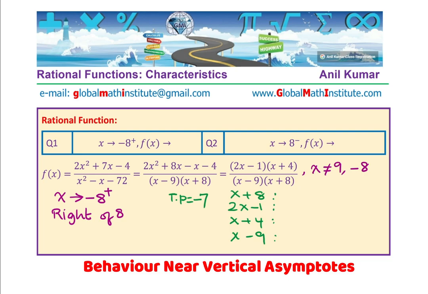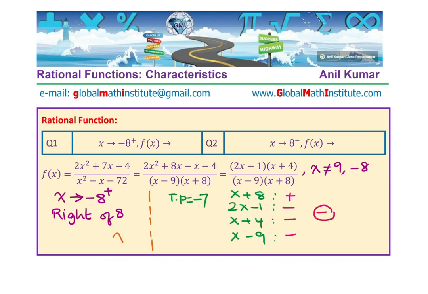So, of course, as I do that, x plus 8, if I put minus 7 for x, it is still positive, right? This will be negative, this will be negative, this will be negative. So in that case, overall, what do we get? Since there are 3 negatives, we get negative. That means that at this vertical asymptote, which is at x equals to minus 8, the function from the right hand side is going downwards.